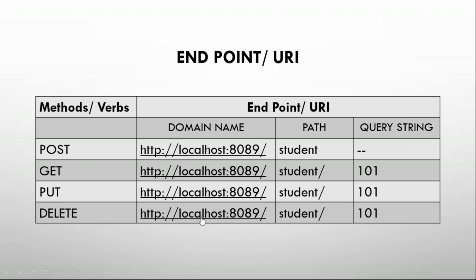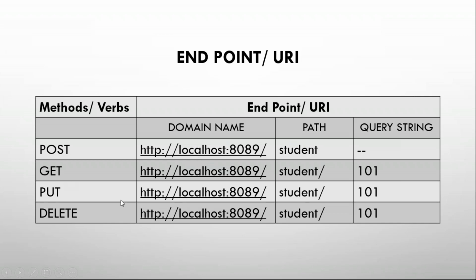But yes, as I told you, our training is more focused on the practical. So I have run that API on my localhost. That's why I wrote here localhost, and I'm using the 8089 port. So that's why I wrote here domain name as localhost colon 8089. If I'm running some web server, we can write simply, let's say, abc.com slash student, where student is the path.